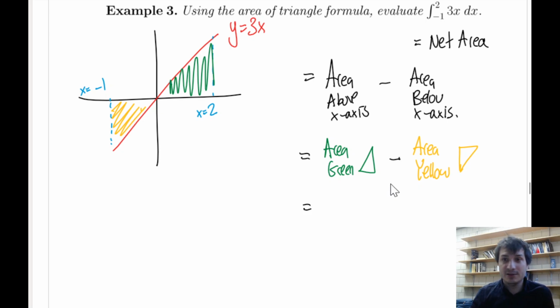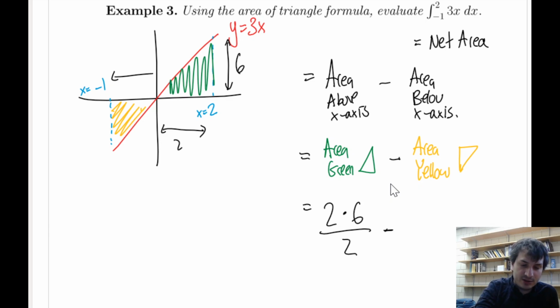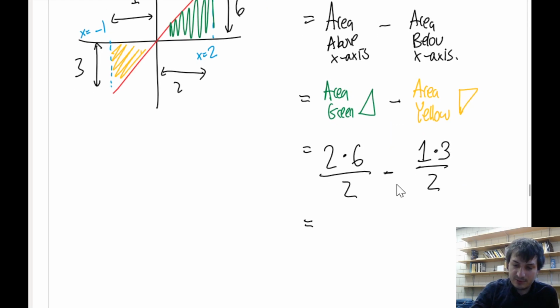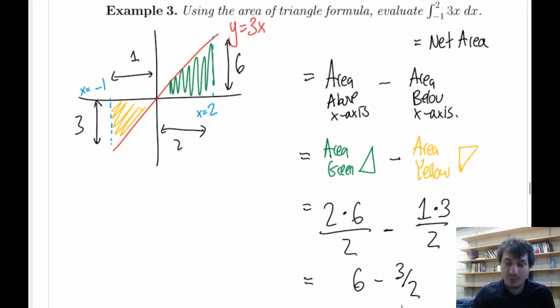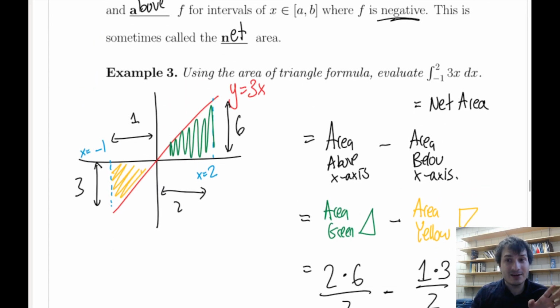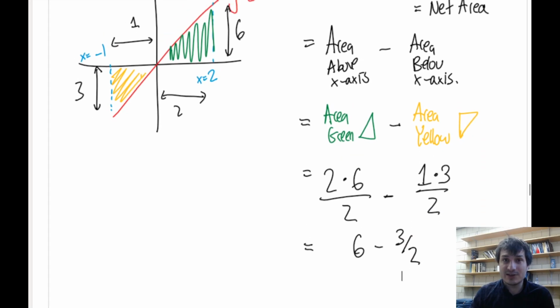What's the area of the green triangle? Well, the green triangle has width 2. And what is its height? Well, this is the function 3x, so its height is 6. So 2 times 6 divided by 2, that's the area of the green triangle. What's the area of the yellow triangle? Well, its width is 1, -1 to 0. And its height here is 3, right? That's x equals -1. So the area of the yellow triangle is 1 times 3 divided by 2. And so if you add this up, you get 6 minus 3/2. That's the integral. And the point is the integral is not quite area, it's this net area. You have to make sure to subtract off the parts where it's negative.